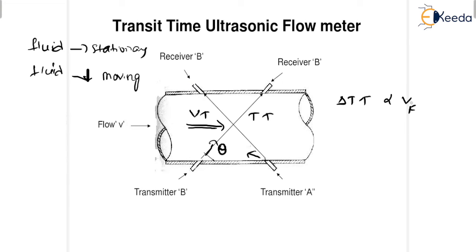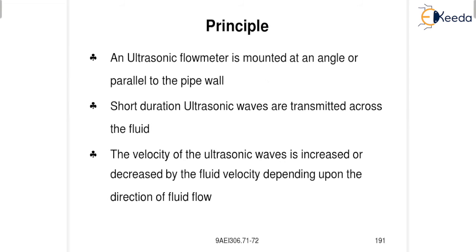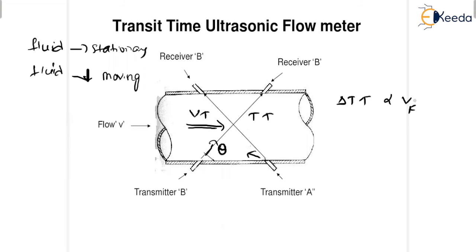This principle is used in the transit time ultrasonic flow meter, my dear students. Now I'm going for the equations in a detailed manner. I told you that the ultrasonic flow meter is always mounted at an angle or parallel to the pipe wall. Here I have mentioned these flow meters are kept at a certain angle.